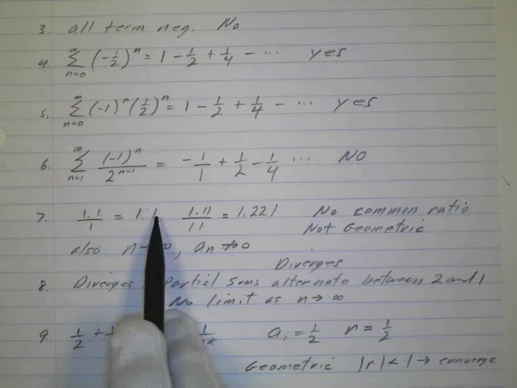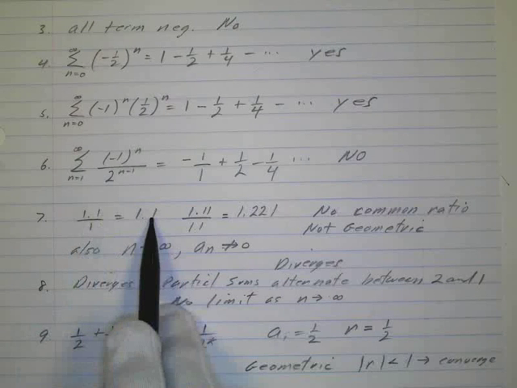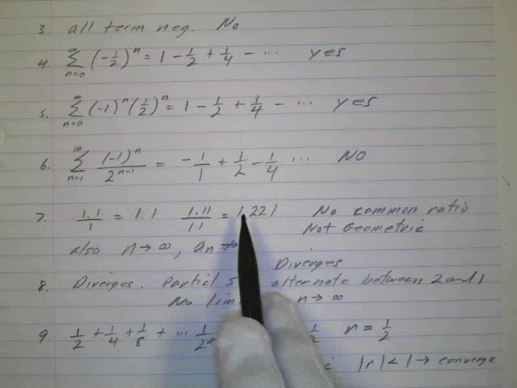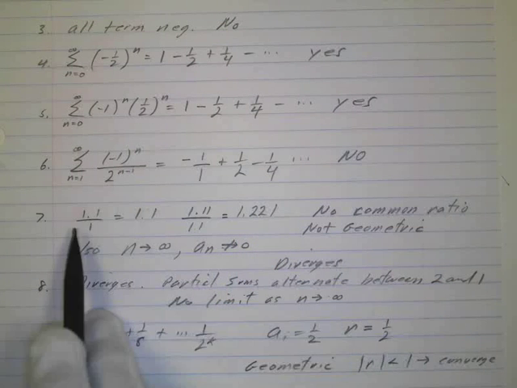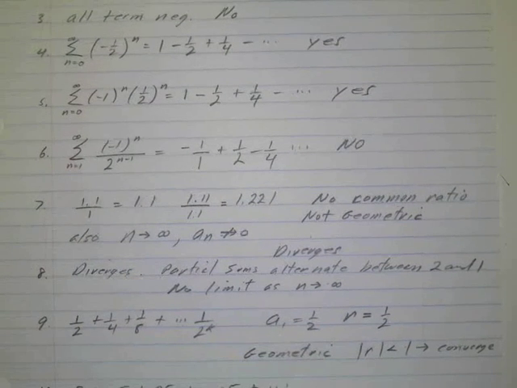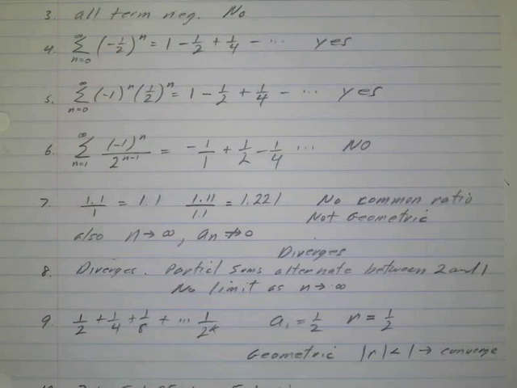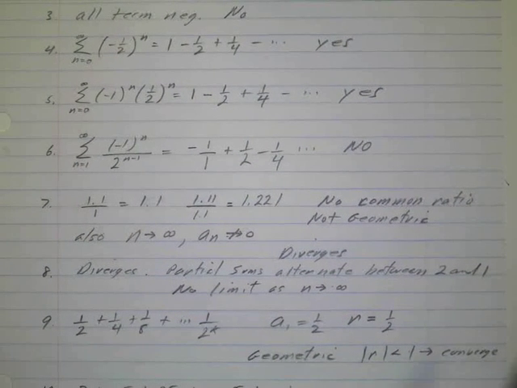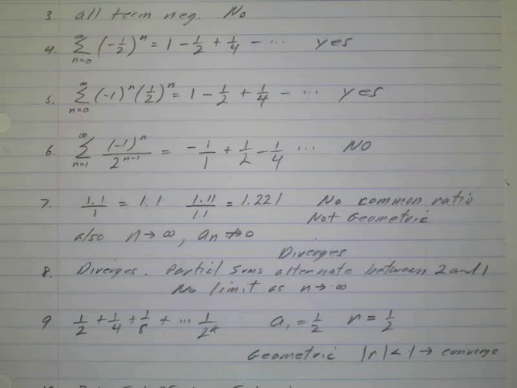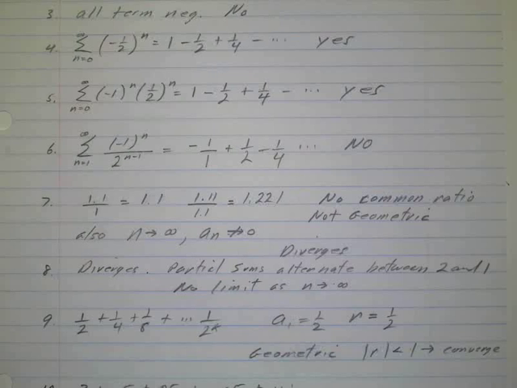And I checked the ratios first of all. So I took the second term over the first term, and I got 1.1. And I took the third term over the second term, and I got 1.221. So first of all, it's not a geometric series. That's one that you can determine whether it converges or not by the ratio. So I came up with the fact that there's no common ratio, so it's not geometric. So I'm not going to go that route. So I don't have to worry about that.